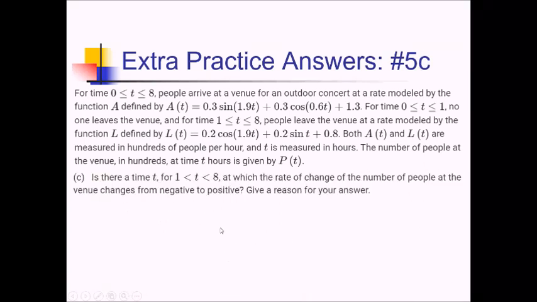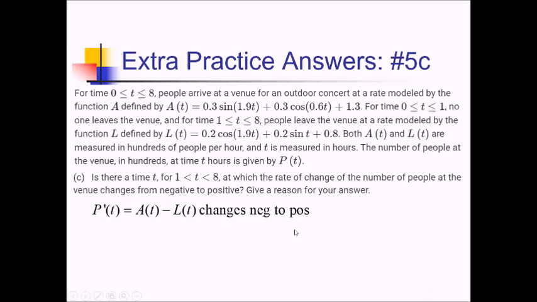On this part of the problem, they're asking if there is a time between 1 and 8 at which the rate of change of the number of people in the venue changes from negative to positive. Give a reason. Okay, well, probably the easiest way to do this, since we've already got that rate defined as p prime, is to just figure out graphically where p prime, which equals all this stuff, changes from negative to positive. Let's just do that on our graphing calculator now.